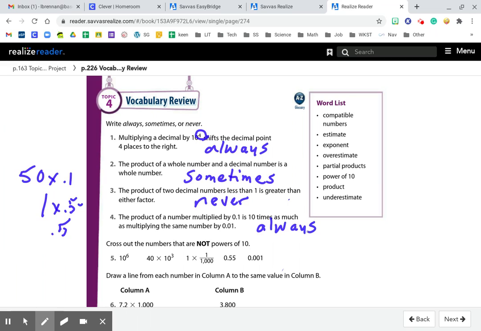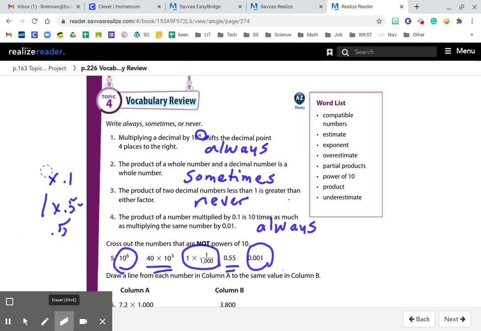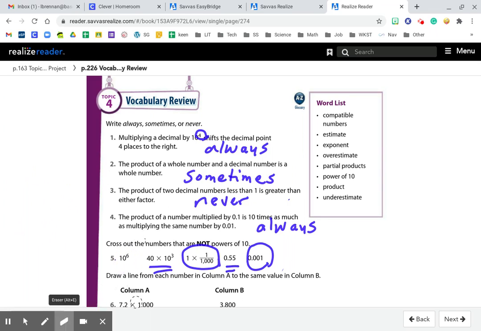Cross out the numbers that are not powers of 10. Well, we've got this is a power of 10. 10 is a power of 10. This is a power of 10. And this is a power of 10. I didn't cross these two guys out because they are not powers of 10. They have powers of 10 in them, but they're not themselves a power of 10. That means that you would have a 1 and a bunch of zeros, or a decimal and a bunch of zeros and a 1.